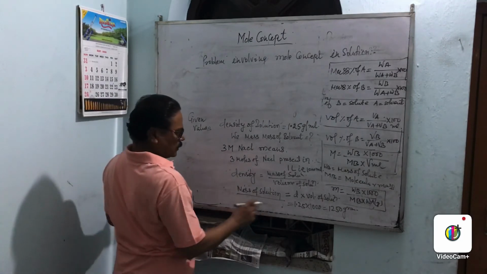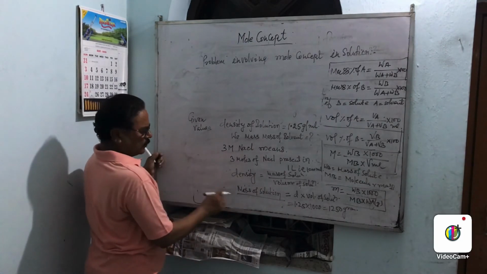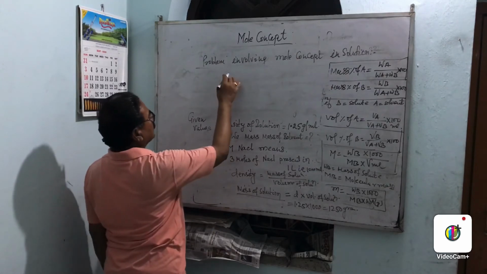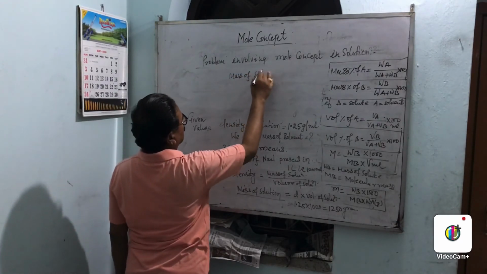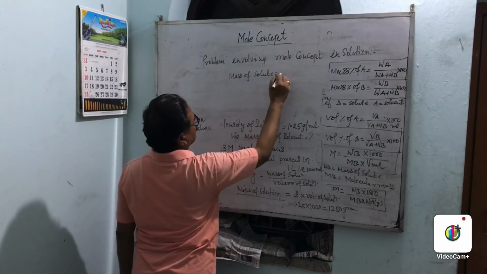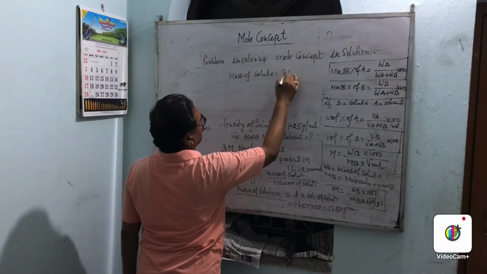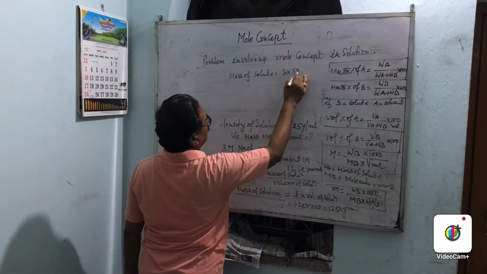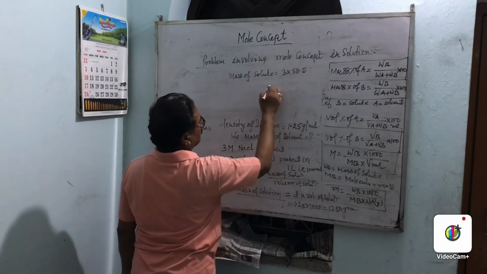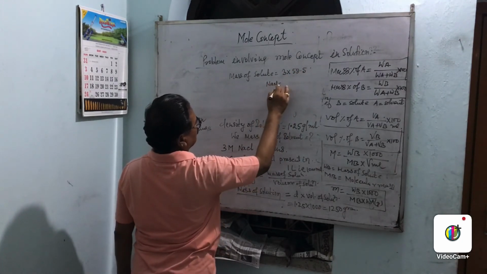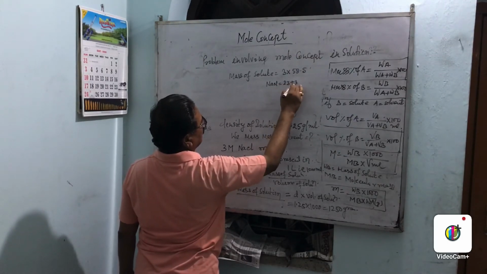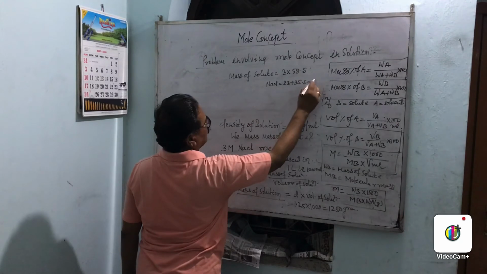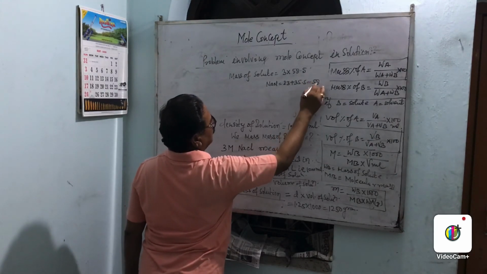So this is this one. Mass of solution. The mass of solute. 3 moles, 3 into 58.5. What is that? That is NaCl. Its formula mass is 23 plus 35.5, that is equal to 58.5.